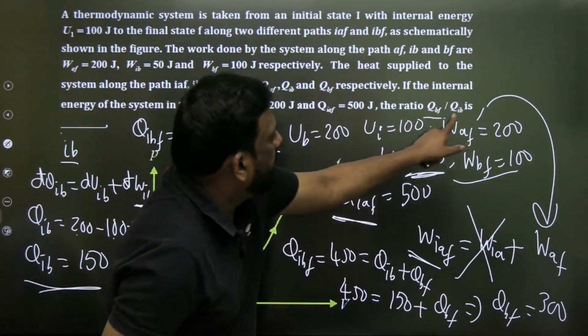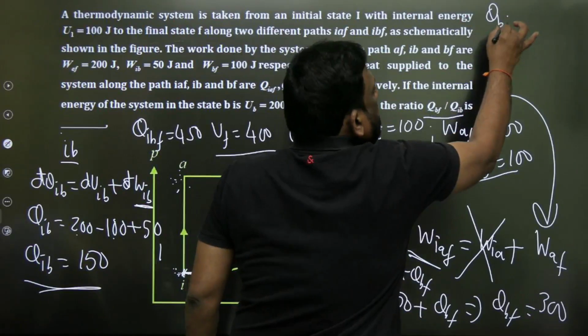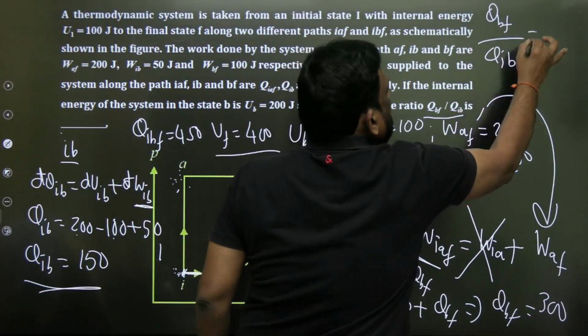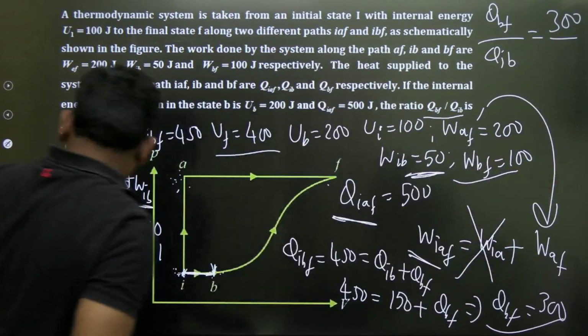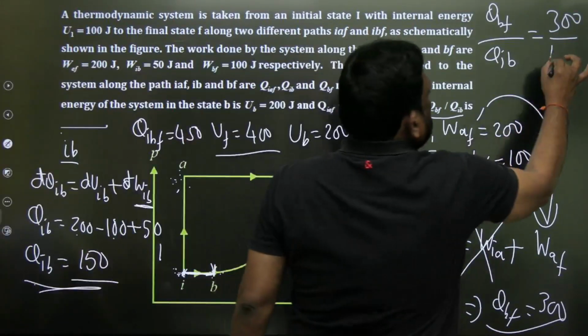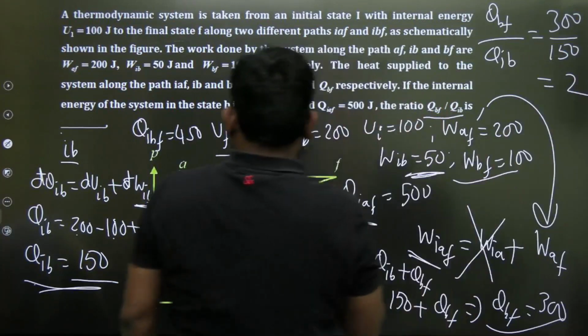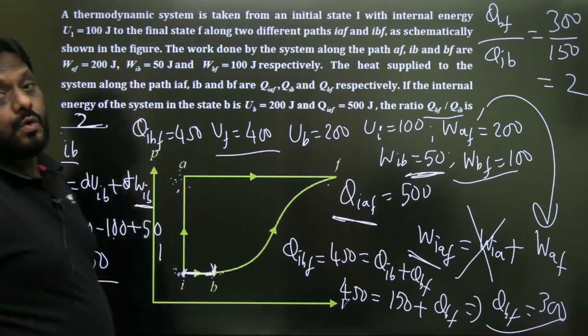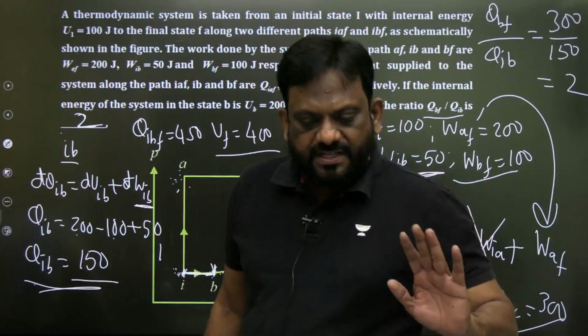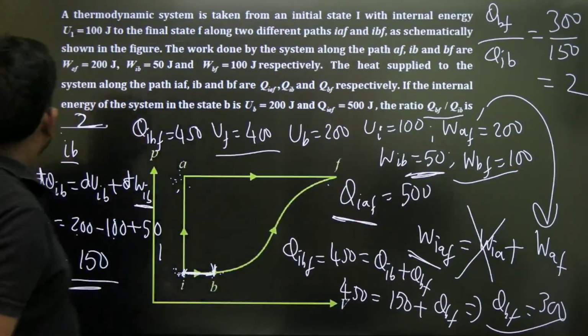So he is asking QBF by QIB. QBF by QIB is equal to, what is QBF? It is 300. And what is QIB? QIB is 150. So this will be equal to 2. So the answer, it is a fill in the blank question, is 2. This is also a good question. Now, without wasting time, let's move to the next question.